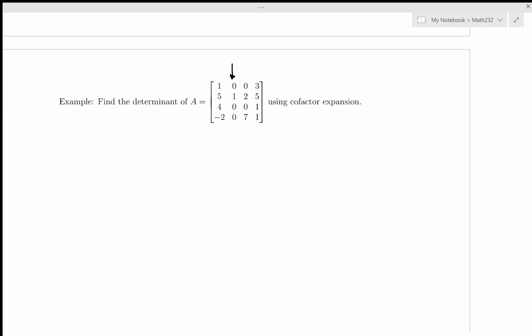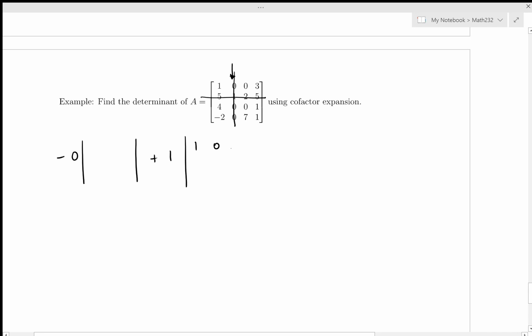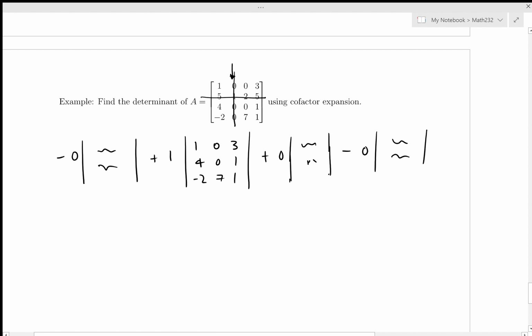So I'm going to now write this out. It's going to be minus 0 times the determinant of something. I don't care because it's multiplied by 0. Plus 1 times the determinant of, well, I cross out the row and the column with that 1 in it, and I get 1, 0, 3, 4, 0, 1, minus 2, 7, 1. And then I would be plus 0 times something. I'm not even bothering to fill this in, right? And then minus 0 times something else. All these guys are 0, so I don't have to worry about them.